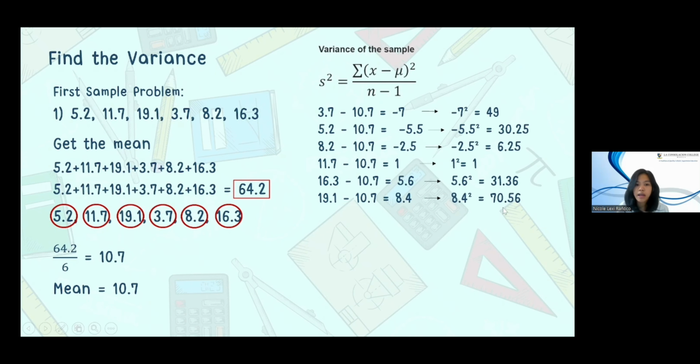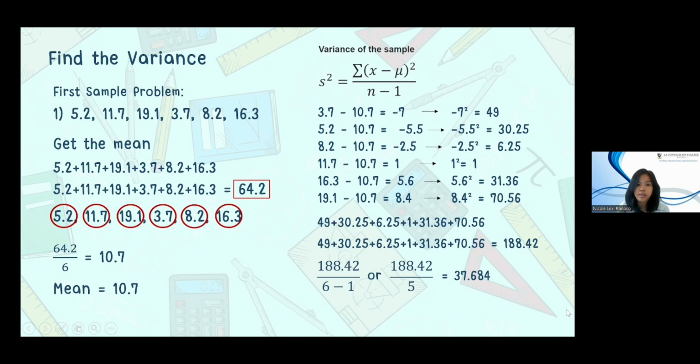And after that, we would find the sum of the total square deviations. So if we add them all together, we would get 188.40. Since we are finding the variance for a given sample, we will divide their summation by n-1, or the quantity of values in a dataset decreased by 1. Since there are 6 values in this set, it would be 188.42 over 6 minus 1, or divided by 5, therefore 37.684. So the variance of this sample is 37.68.